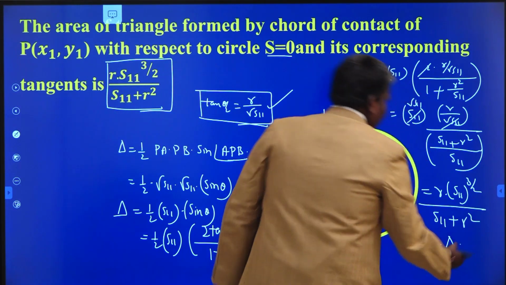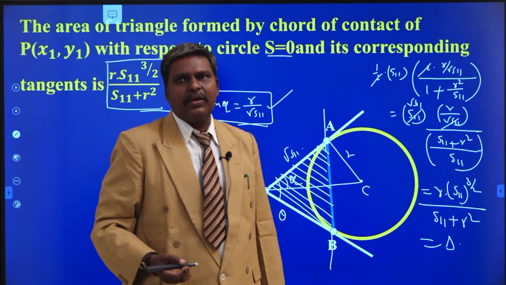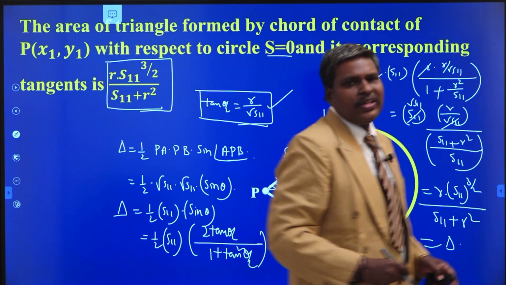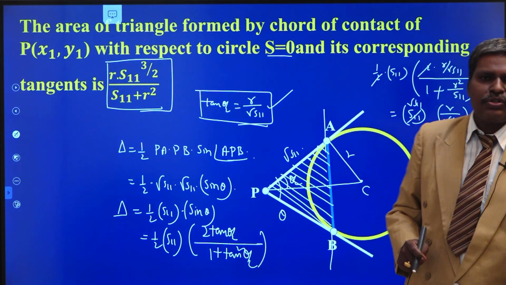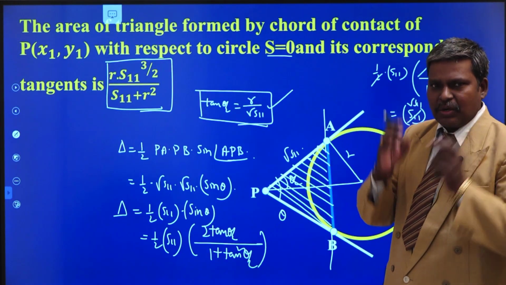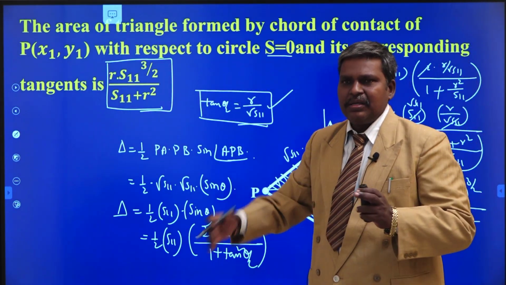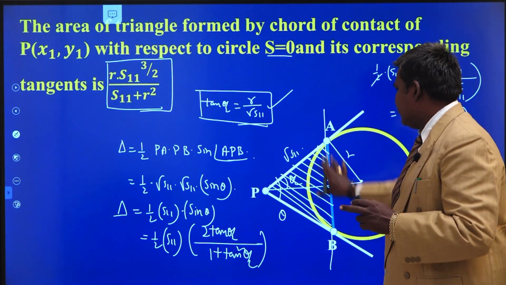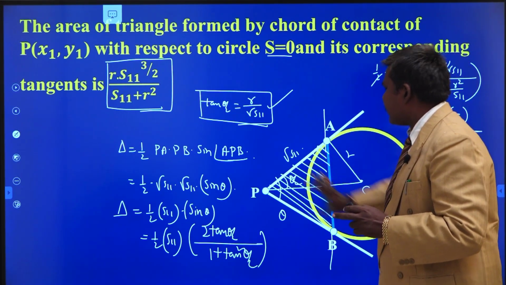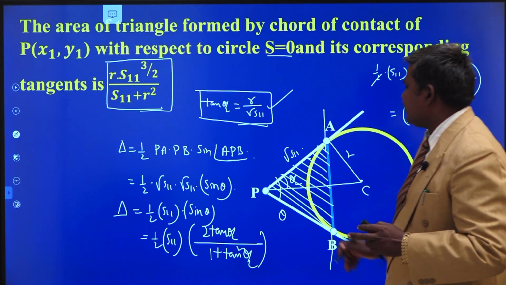This is your required area of the triangle formed by the chord of contact of point P with respect to the circle S equal to 0 and its corresponding tangents. So your point is outside, two tangents can be drawn. At points A and B, the tangents touch. Then we have to find out the area of triangle PAB by using this formula itself.